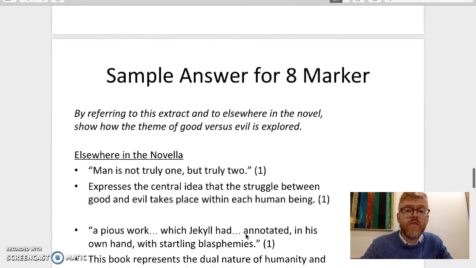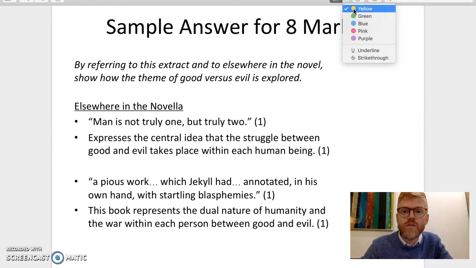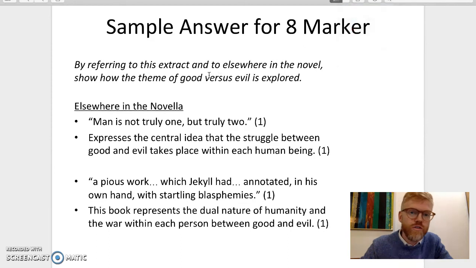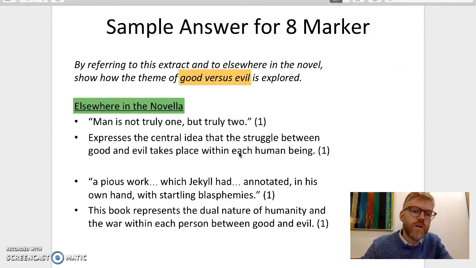And now for the final 4 marks that are available in this 8 marker question. Again, please notice that we're going to be focused on good versus evil. That's going to be the key words in the question. And also notice that I've got a little heading elsewhere in the novella. And then I've got 2 pairs of responses, 1 quote, 1 comment, 1 quote, 1 comment.